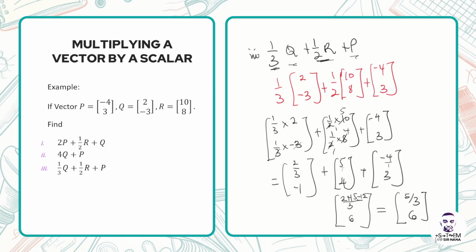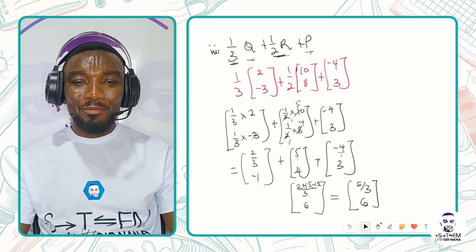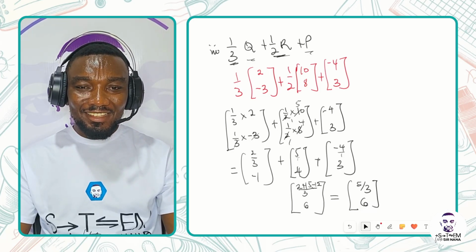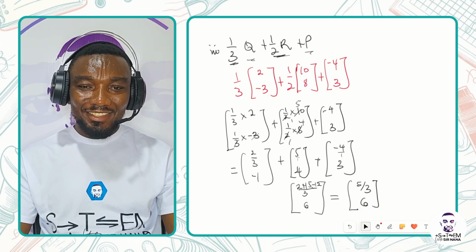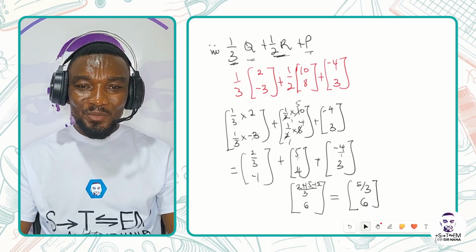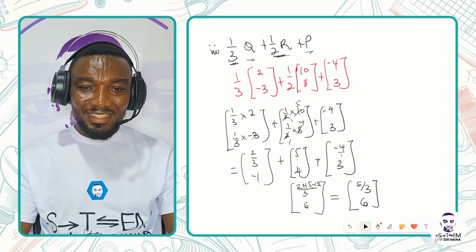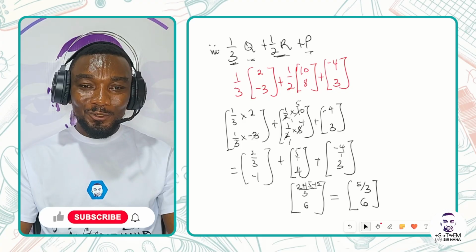So basically in this lesson, we have gone through the process of multiplying a vector by a scale factor. And we realize that when we are multiplying a vector by a scale factor, we multiply the scale factor by the x component as well as the y component. In our next lesson, we want to consider trigonometry.